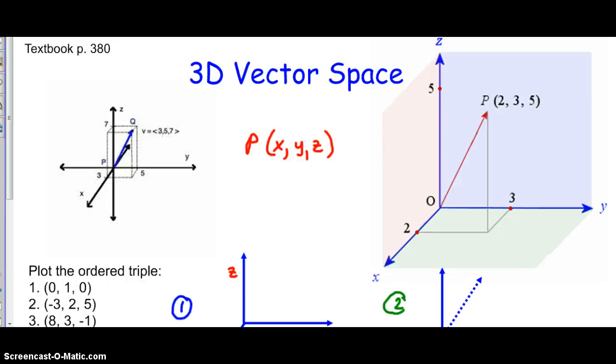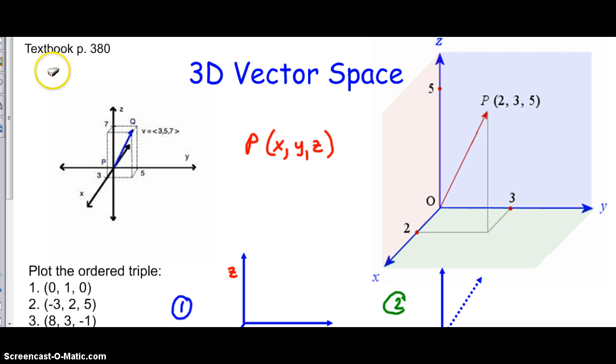Hello, IBSL2. Tonight's topic is day 4, and it's going to be a new topic for you. We're going to be talking about vectors in space, three-dimensional vectors. And for your reference, we're in the textbook at page 380.